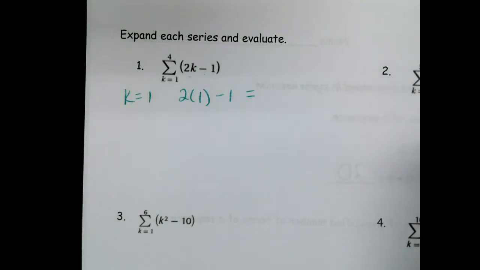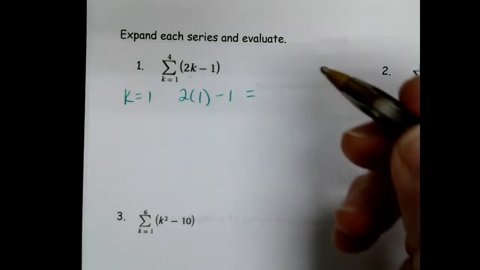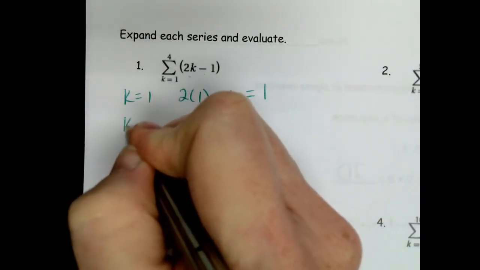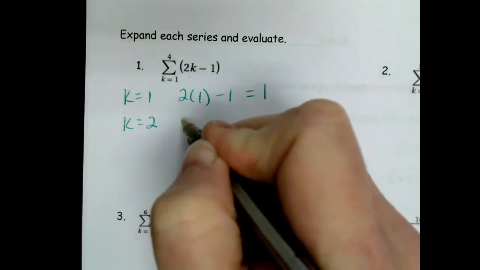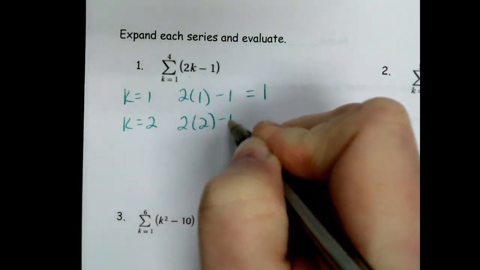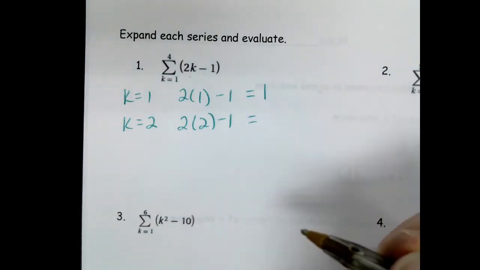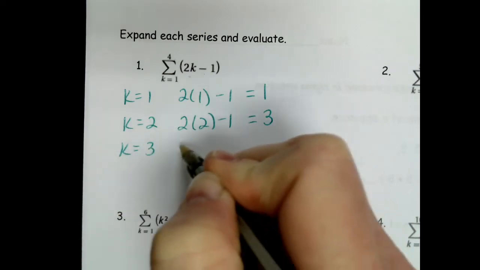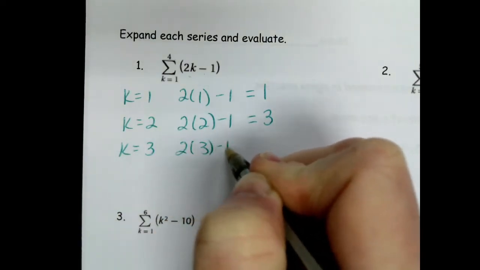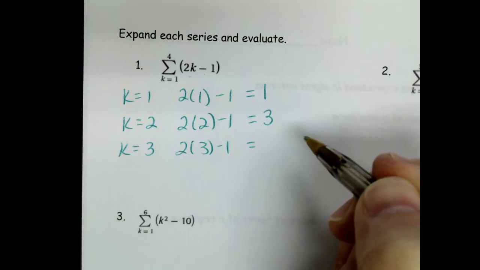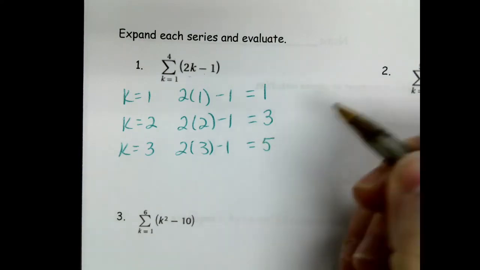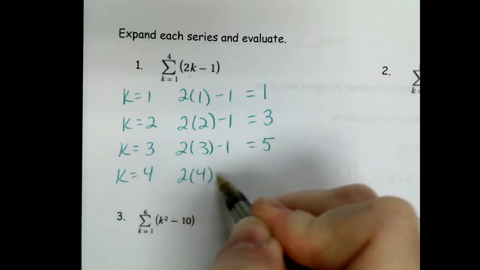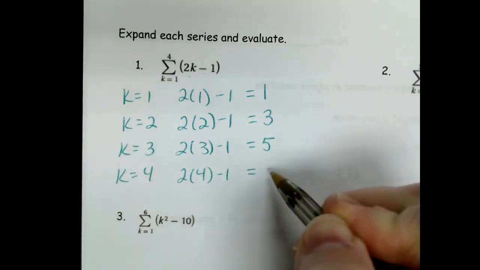1. For k equals 2, it is 2 times 2 minus 1. So 4 minus 1 makes 3. For k equaling 3, we have 2 times 3 minus 1 equals 6 minus 1, or 5. And for k equaling 4, we have 2 times 4 minus 1, which is 8 minus 1, which is 7.